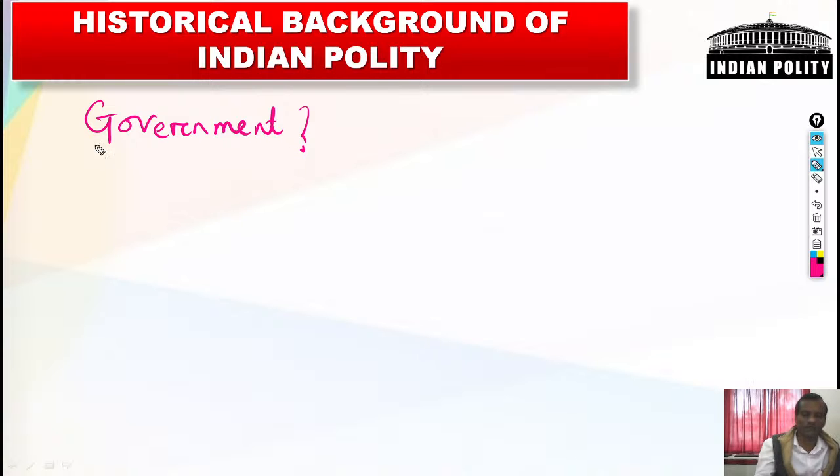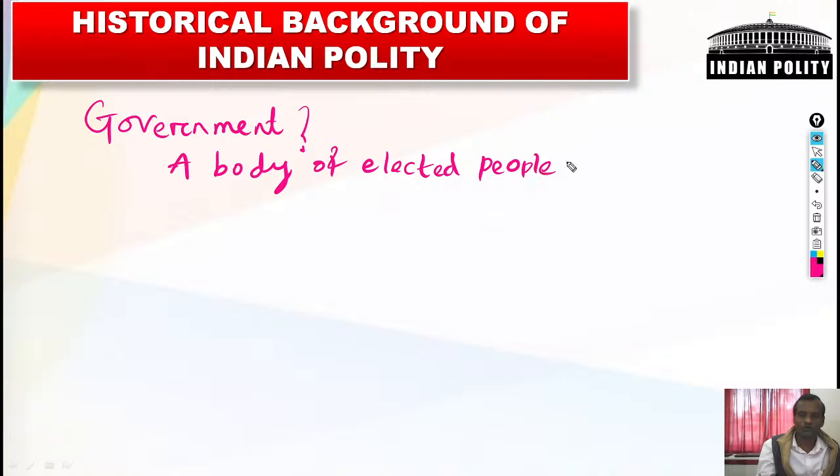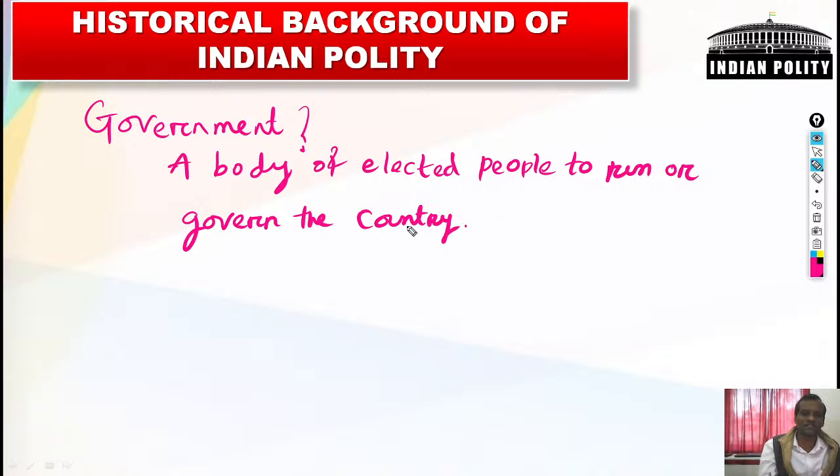Government is a body of people, a body of elected people. In democracy, we are talking about elected people to run or govern the country. So the government is elected in a democracy. That is what we mean by the government, but it is the narrower meaning of the government.